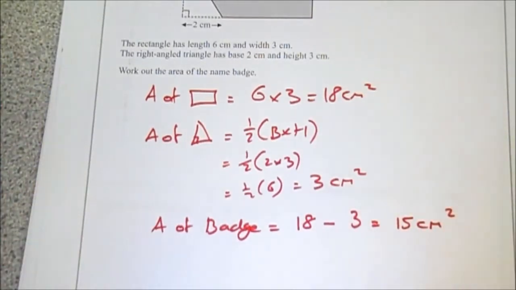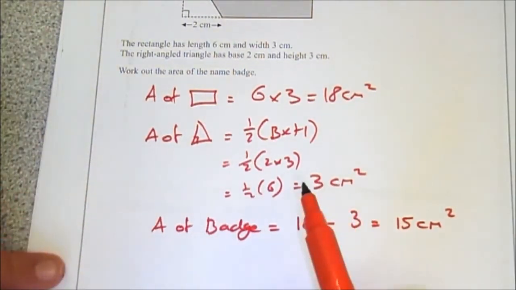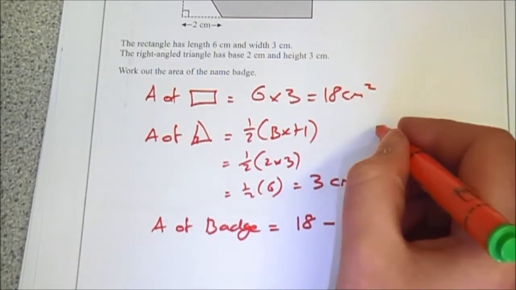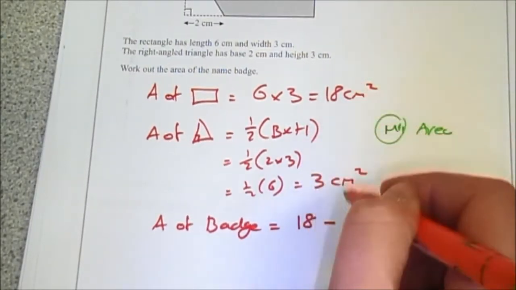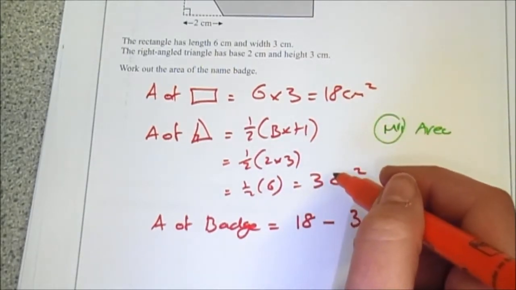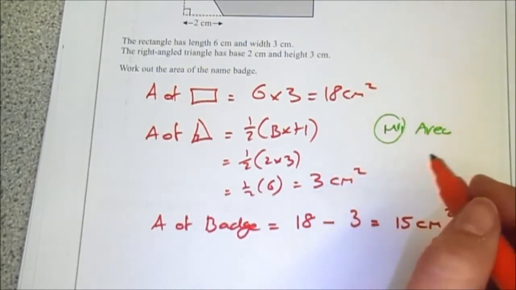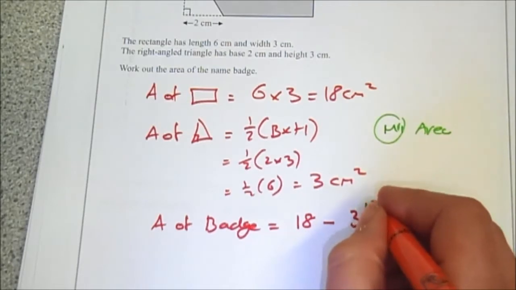And this is a 4 mark question, which I think is really generous for a higher paper. You get 1 mark for getting one of the areas right. So you get 1 mark for finding either that or that. You get a second mark for showing your answers take away from each other.